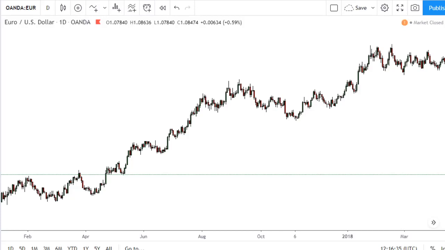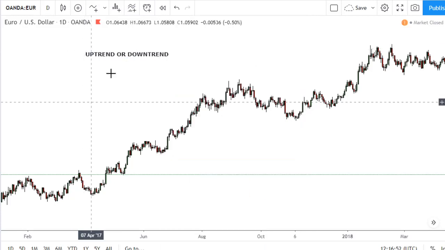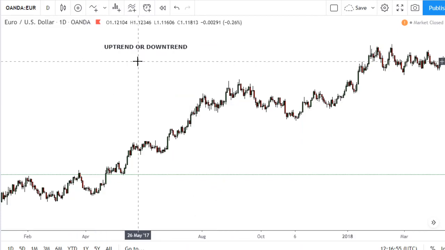Trend lines are very important because they help us understand whether we are in an uptrend or a downtrend. When price is in an uptrend, we are only looking for buys, and vice versa. So in an uptrend, we are not looking to sell in the market, and vice versa.